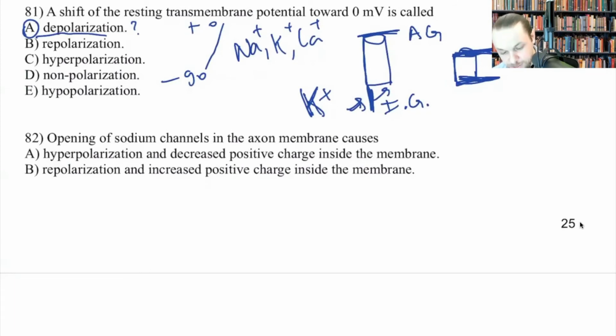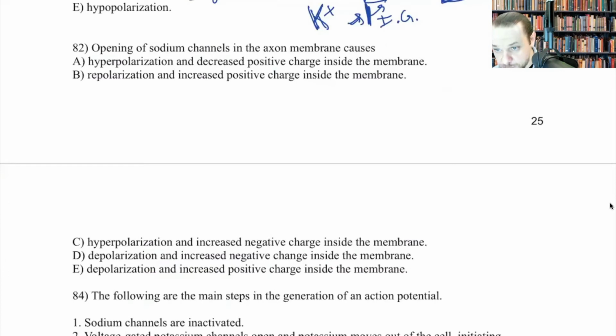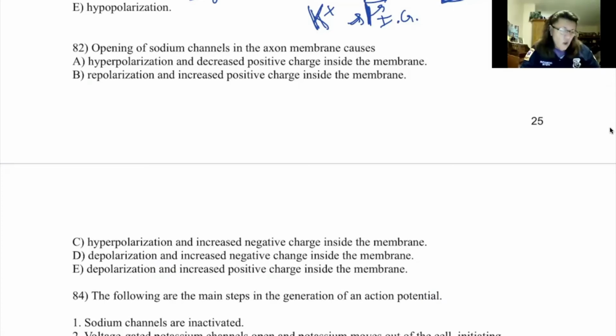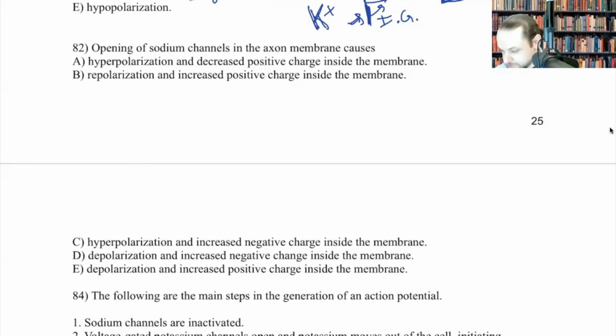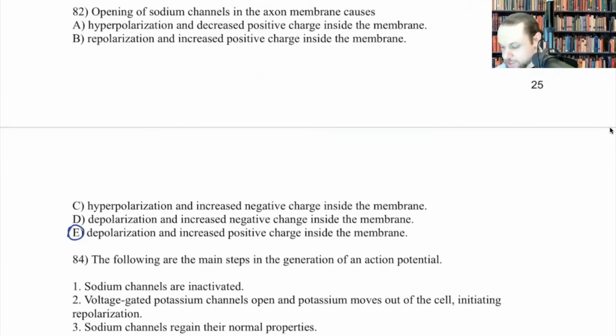Good. All right, so we're up to number 82. We're back to Irene. Irene, would you like to go for number 82? Yeah, 82: opening of sodium channels in the axon membrane causes... I put down E, depolarization and increased positive charge inside the membrane. Very good, E choice. I think we've explained this already at least 6 or 7 times. So yes, E is the correct choice.